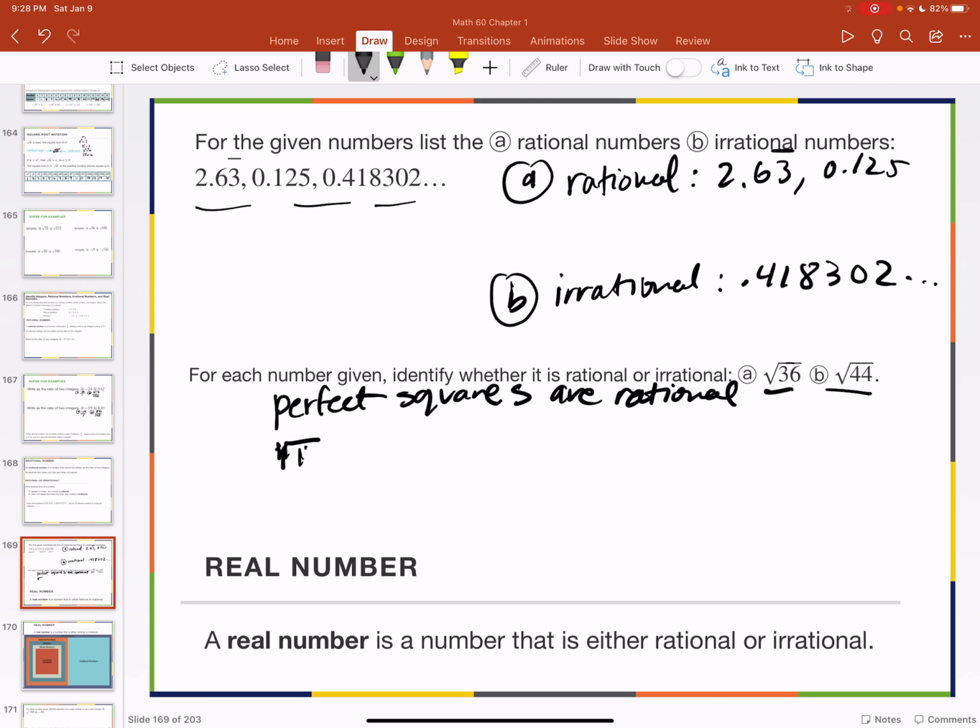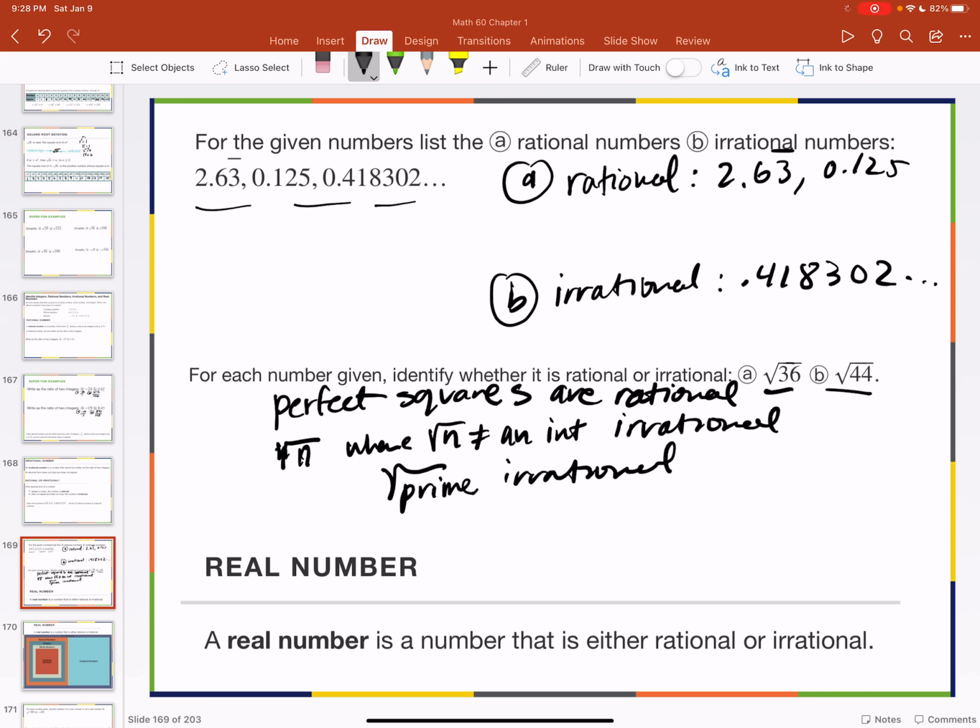So the square root of a number n, where the square root of n does not equal an integer or a whole number, is irrational. So let's say, for example, the square root of a prime is irrational, because a prime doesn't have any factor other than itself and 1. Let's say here, A, the square root of 36. That's just 6 times 6, so that's rational. What about B, the square root of 44?